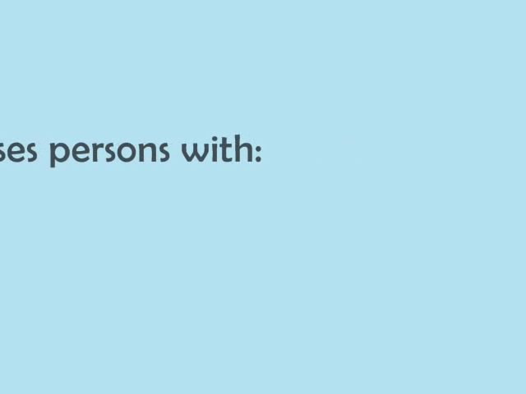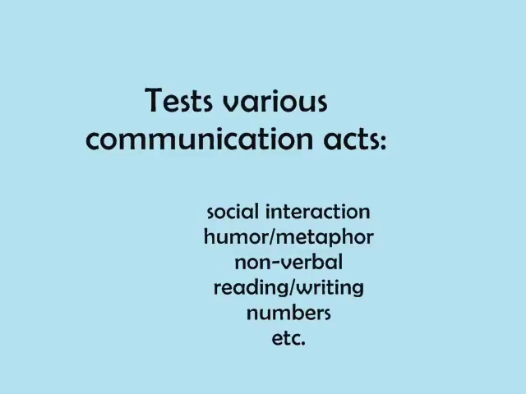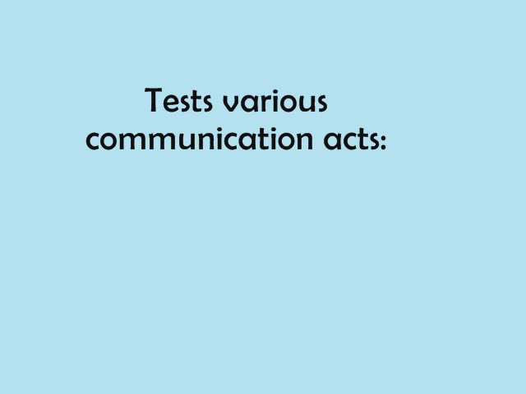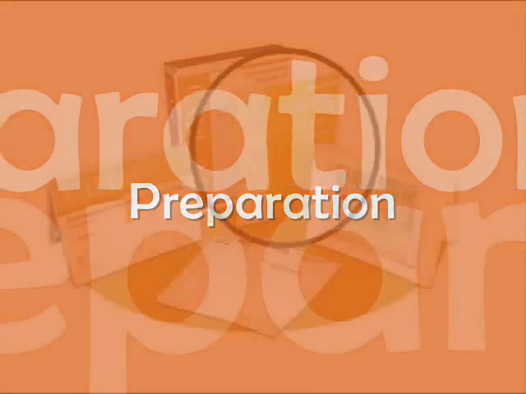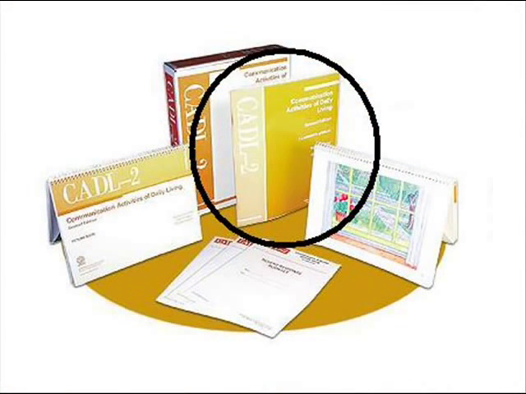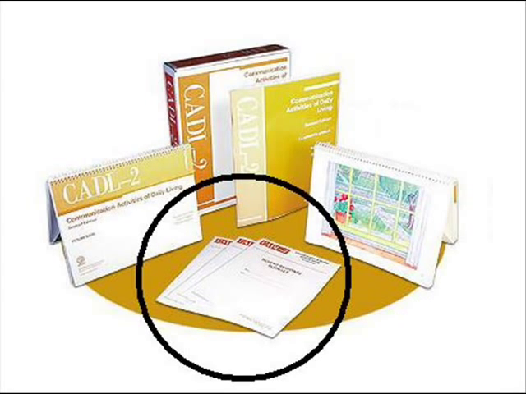The CADL-2 tests various communication categories, including social interactions, humor and metaphor, absurdity, sequential relationships, nonverbal communication, reading, writing, and using numbers. Before administering the CADL-2, you should gather the following: the examiner record booklet, the picture book, the patient response booklet, one pencil. Be sure that no other writing implements are on the table. 4 $1 bills, 4 quarters, access to a working telephone.